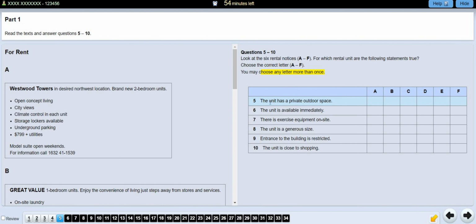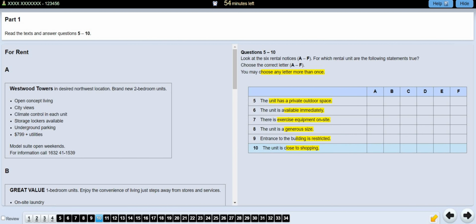Okay, so the unit has a private outdoor space. Unit is available immediately. There is exercise equipment on the site. The unit has a generous size. Entrance of the building is restricted. The unit is close to shopping.